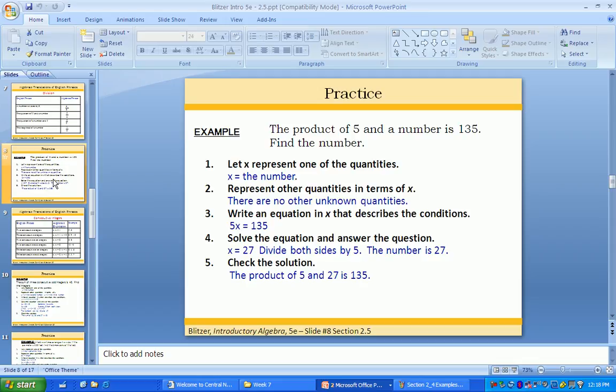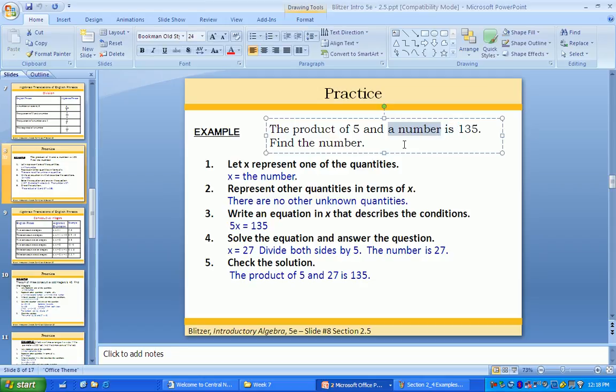So we'll go and do a practice example. The first one, of course, is product. Product of 5 and a number is 135. Anytime you see the words a number or a variable or they ask you to find something, let's go ahead and label that as x. So x is equal to the number. Are there any other unknown quantities? Nope. Everything else, we have 5 and 135. So now we can write our equation.